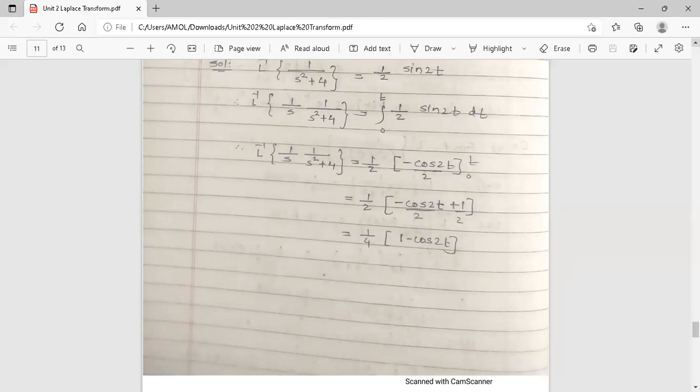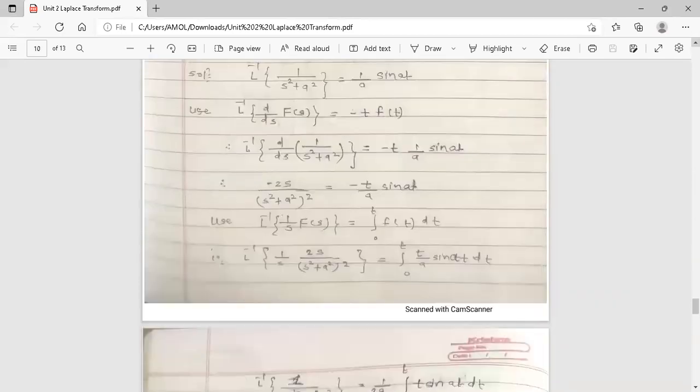So these are the examples based on inverse Laplace transform. This topic, inverse Laplace transform, is over here.